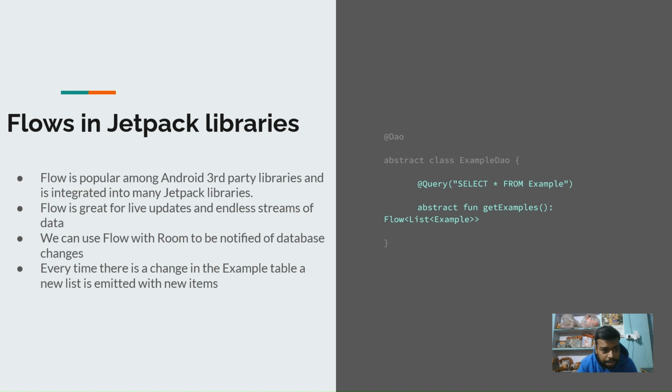Next topic is flow in Jetpack libraries. So flow is popular among many Android third-party libraries and is integrated in many Jetpack libraries. Flow is great for live updates and endless streams of data. Flow can be used with Room for database change notification. In the example, every time there is a change in the example table, a new list is emitted with new items.